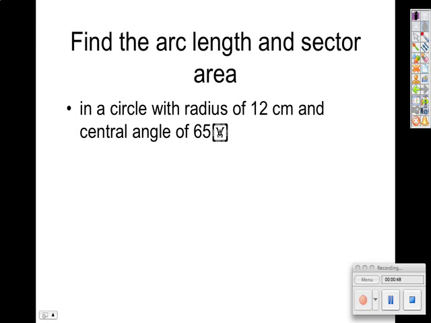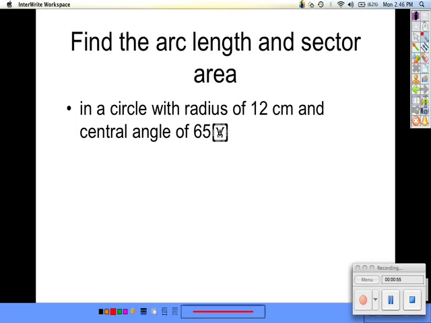So if I want the arc length and sector area in a circle with a radius of 12 and a central angle of 65 degrees, I don't know what that symbol is there, but to find the arc length, we're going to take 12 times, not 65 because we need it in radians, but we can take 65 and multiply by pi over 180, and we will get how many centimeters our arc length is.